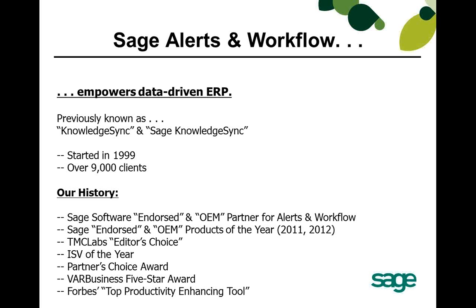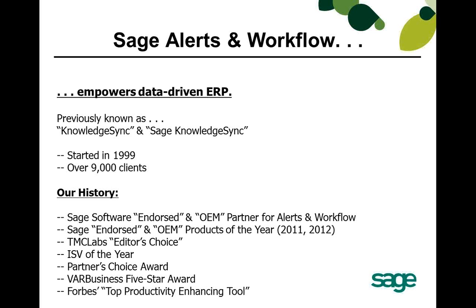Sage Alerts and Workflow has been around for over 13 years now and previously known under a couple of other names, most commonly Knowledge Sync and also Sage Knowledge Sync. But Alerts and Workflow, as it's now known, is the most widely used alerts and workflow solution on the market today with over 9,000 customer organizations worldwide. And over the years that it's been around, it's been the recipient of numerous awards and commendations that you can see listed at the bottom half of this slide.